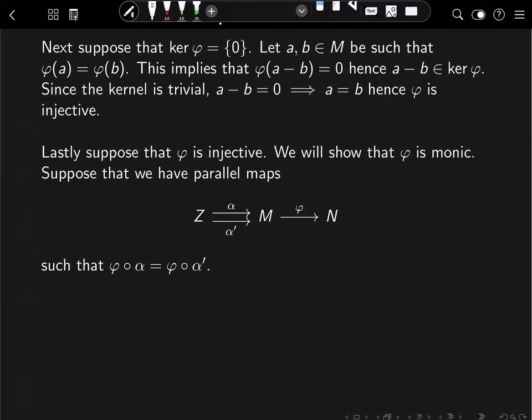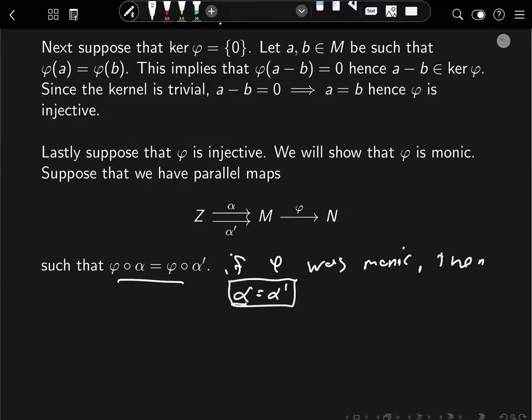Now we're going to suppose that phi is injective, and we want to show that phi is a monomorphism. So we're going to have parallel maps. This is the standard setup for showing something is a monomorphism. We have the parallel maps, alpha that maps Z onto M, and alpha prime that maps Z onto M. And we're going to suppose that this condition holds. That means if phi was monic, then alpha would be equal to alpha prime. So this is our goal statement. We want to show that alpha is equal to alpha prime.